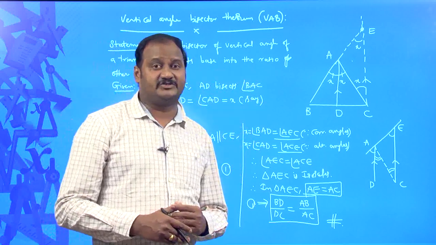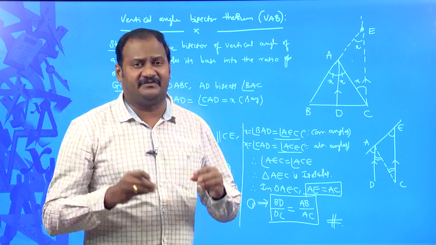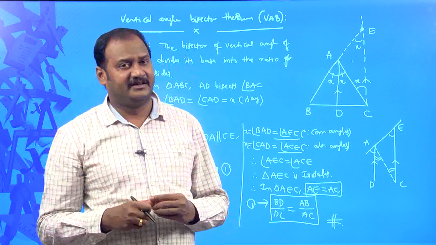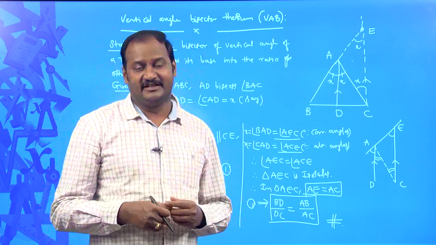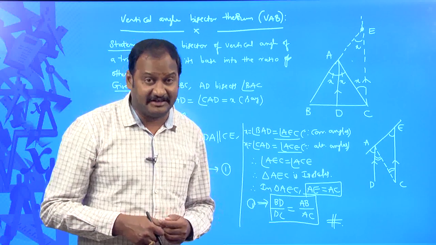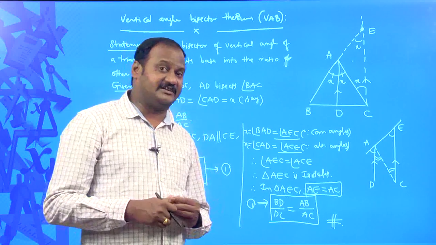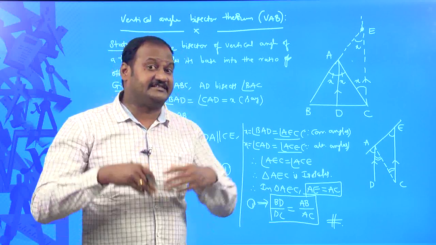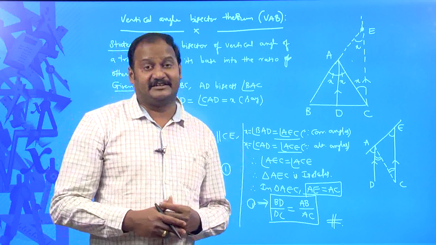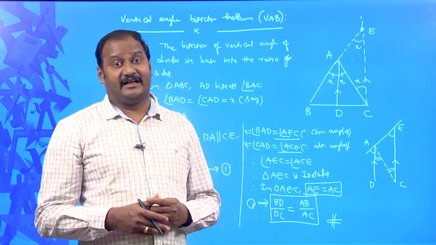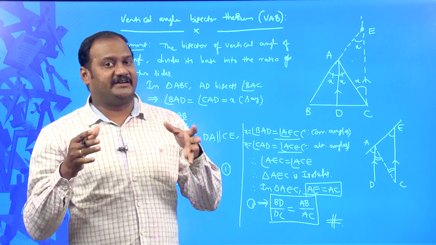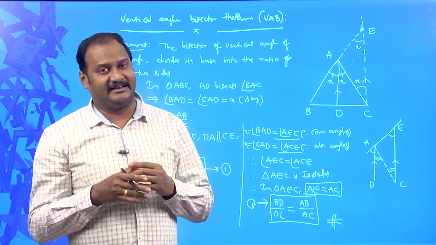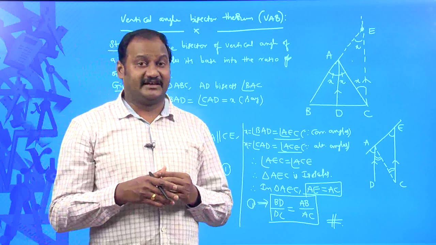Next, we are going to discuss a very famous, familiar theorem. What is that very famous, familiar theorem? Everybody knows in geometry that the theorem is the Pythagorean theorem. Can anybody say what the Pythagorean theorem is and where it is applicable? Yes, the Pythagorean theorem is applicable in any right angled triangle. If one of the angles of a triangle is a right angle, then the triangle is said to be a right angled triangle.